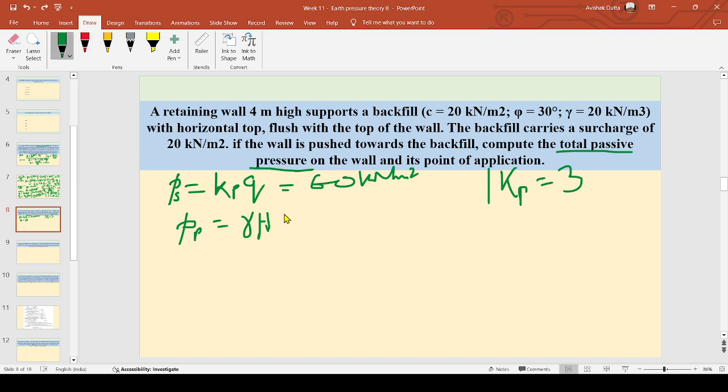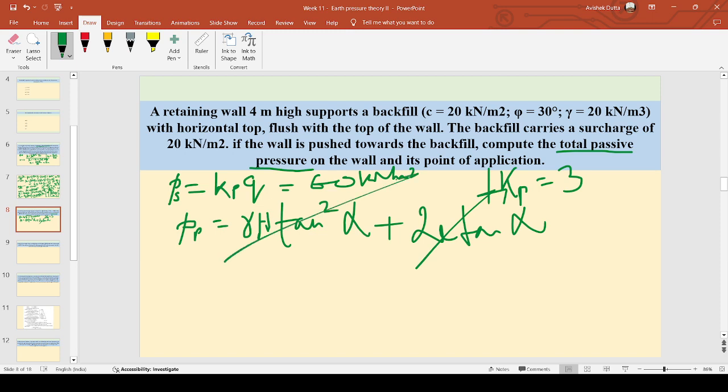I'll write gamma H, no, there will be one H less, 2C tan alpha. There won't be any H in here. It will come at the end while calculating the force per meter. So this is constant, right? It is not dependent upon the height. Okay, and this is dependent upon the depth of the wall. So you can find out this separately, or you can find out this together.